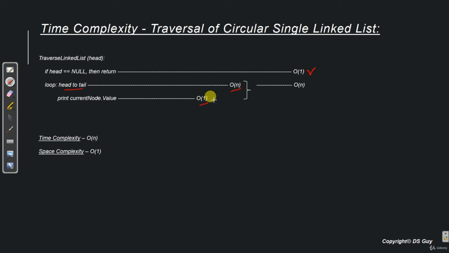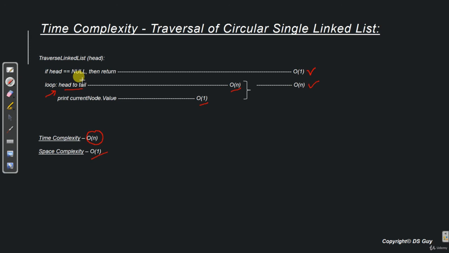When we multiply order n with 1, we get order of n time. So the total time complexity becomes order of n. Space complexity is order of 1 because we might be using a temporary variable in case of loop, nothing more than that. So this is all about traversing a circular single linked list.